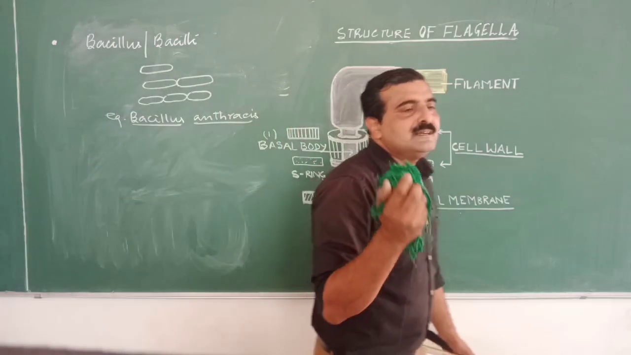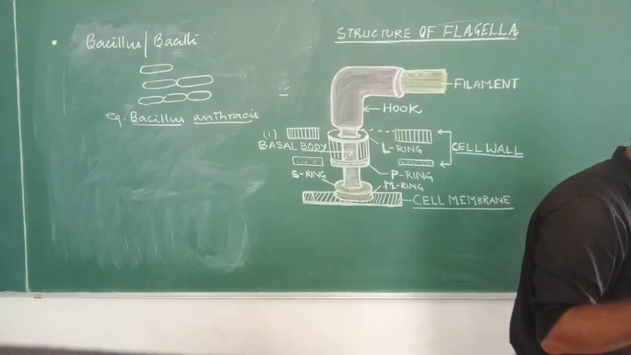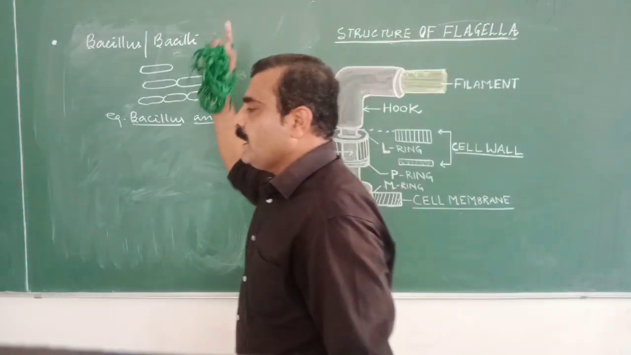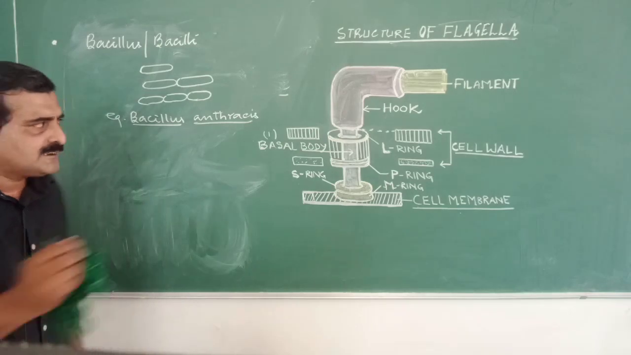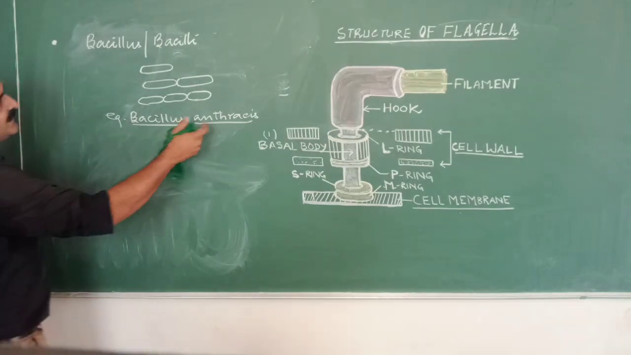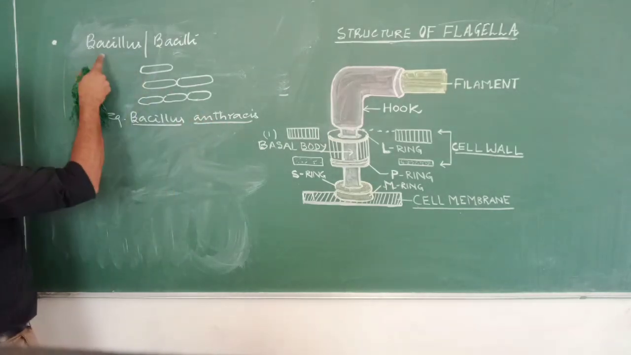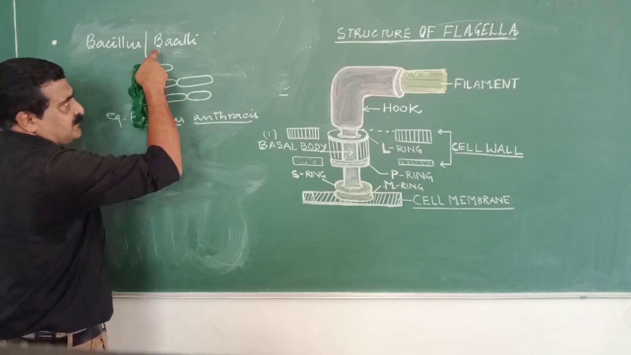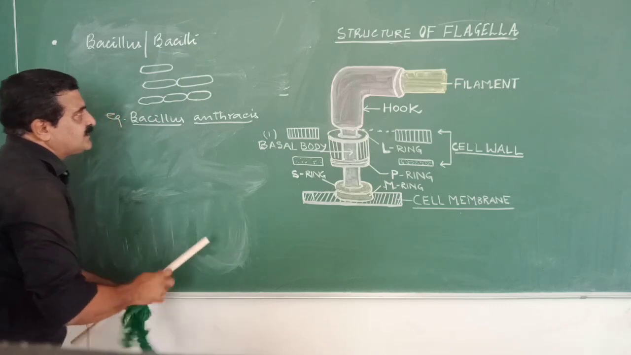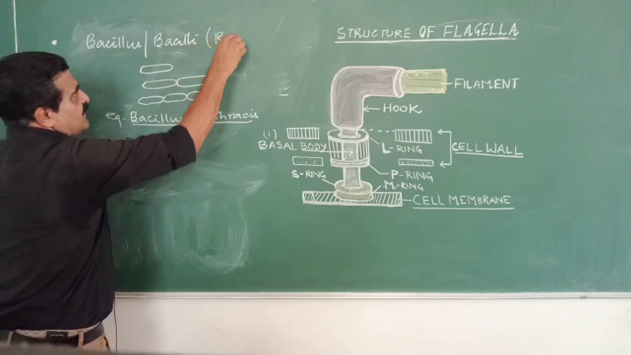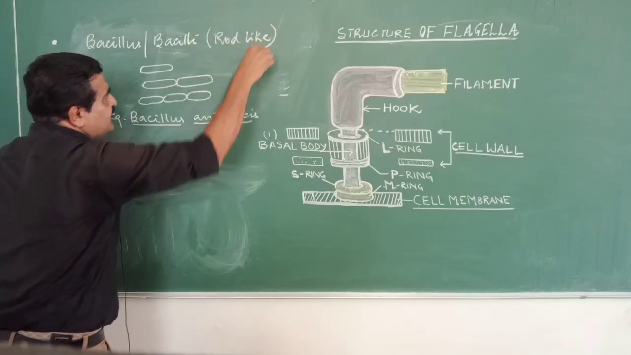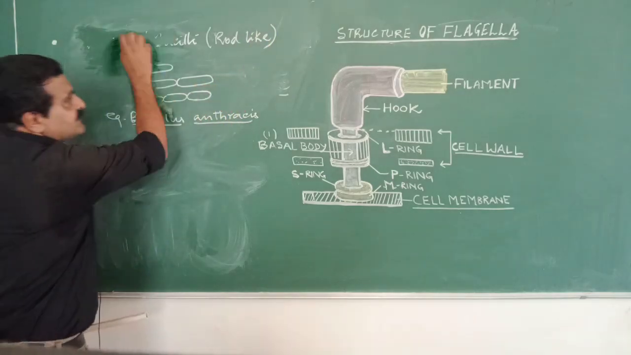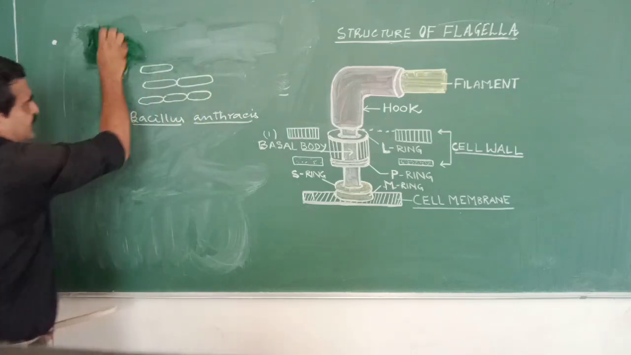The example is Bacillus anthracis along with E. coli, which is peritrichous on the basis of flagella arrangement. So E. coli and Bacillus anthracis are examples of bacillus, or plural bacilli, and in common language you can say these are rod-like, and cocci are spherical or round in shape. Now we move to the third form of the bacterium.